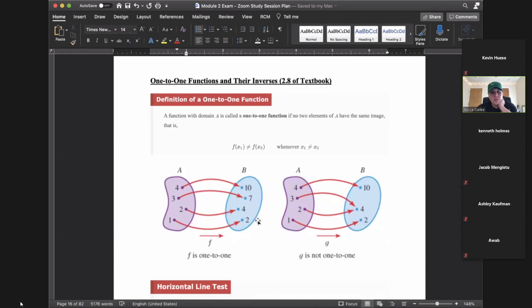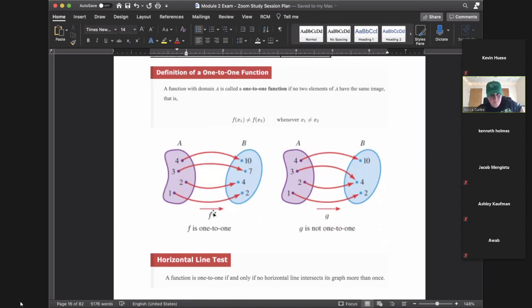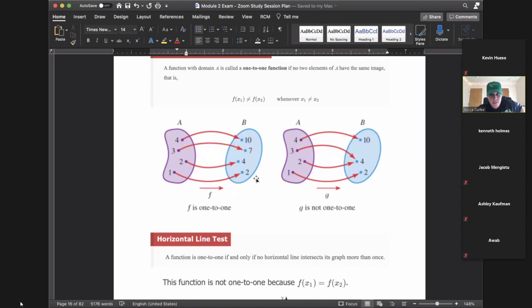All right, one-to-one functions and their inverses. So basically a one-to-one function is when no two elements have the same image. So you're not going to get the same y for any input that you have. For any of these x's, they're not going to equal the same y. You're not going to have 4 going to 10 and 4 going to 7. They only go to one corresponding y value. That's what it means by 1 to 1. So you can see that both 3 and 2 go to 4 over here, so it's not 1 to 1.